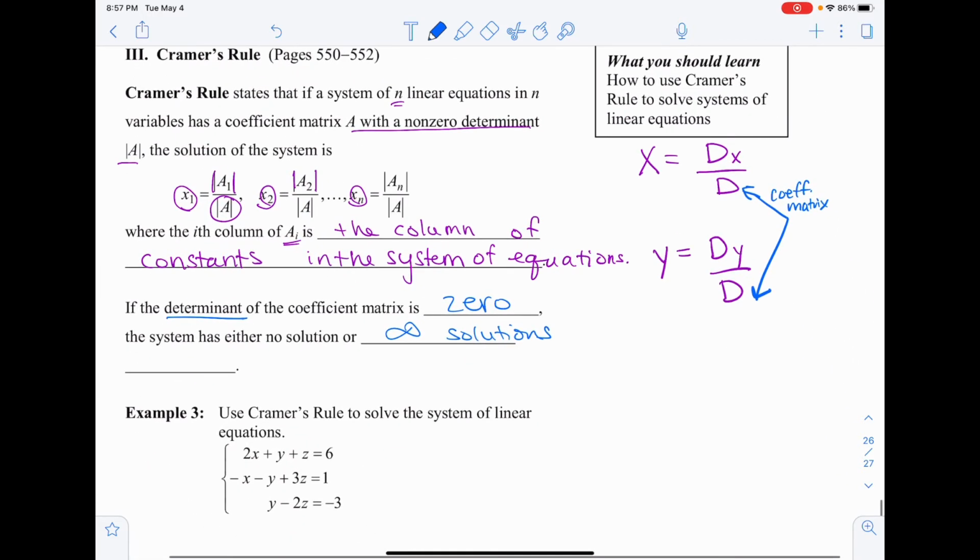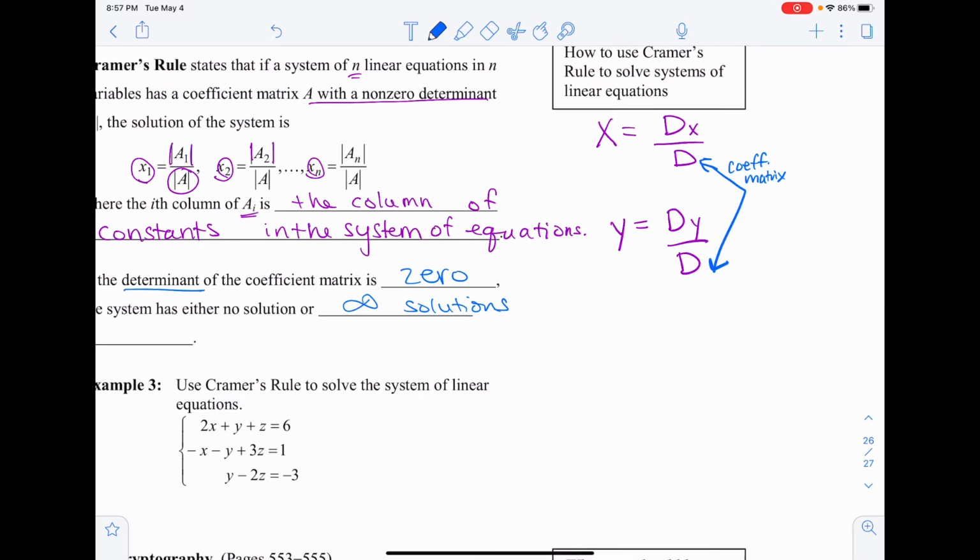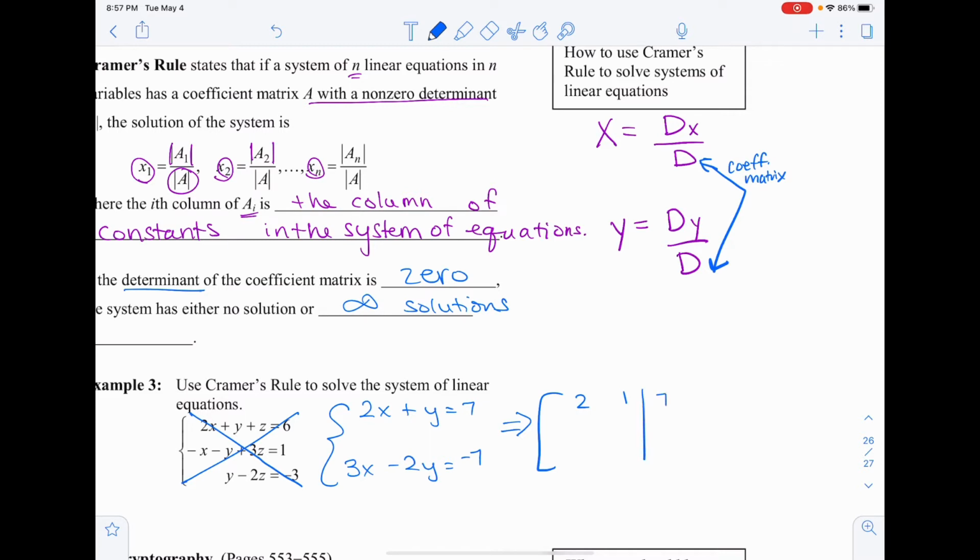Okay, so let's go back to what that looks like. Let's just say instead of a 3 by 3, we're going to practice on a 2 by 2. And we've got this system of equations, 2x plus y equals 7, and 3x minus 2y equals negative 7. So we're going to use those two equations and Cramer's rule to set this up. First things first, I'm going to make this into the matrix that we were talking about. Okay, so we can turn this into an augmented matrix, 2, 1, 7, and 3, negative 2, negative 7.